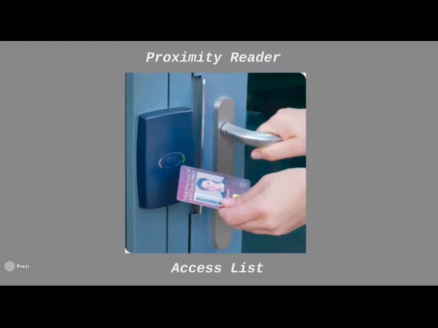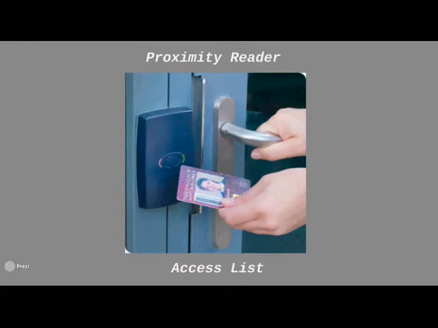There are also proximity readers. Instead of using a key or entering a code to open a door, a user can display an object, sometimes called a physical token, to identify him or herself. One of the most common types of physical tokens is an ID badge.